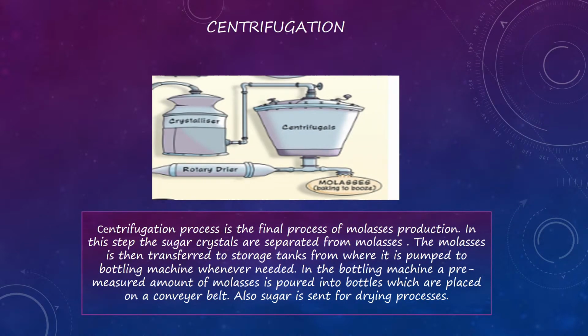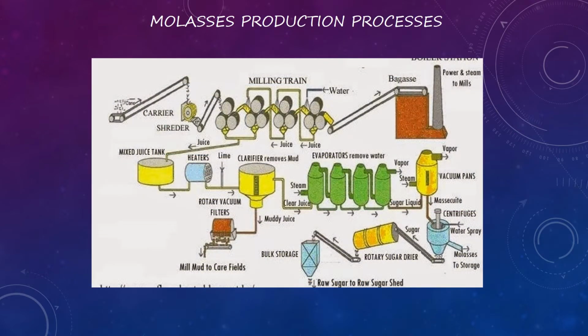Step 5 is the centrifugation process. The centrifugation process is the final process of molasses production. In this step, the sugar crystals are separated from molasses. The molasses is then transferred to a storage tank from where it is pumped to the bottling machine whenever needed. In the bottling machine, a pre-measured amount of molasses is poured into bottles, which are placed on a conveyor belt. Also, sugar is sent for the drying process. The current slide shows the molasses production process.